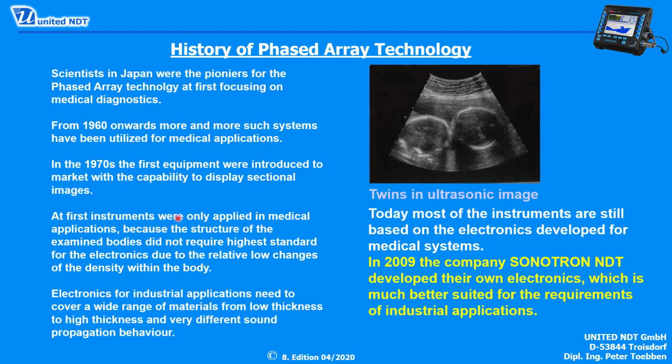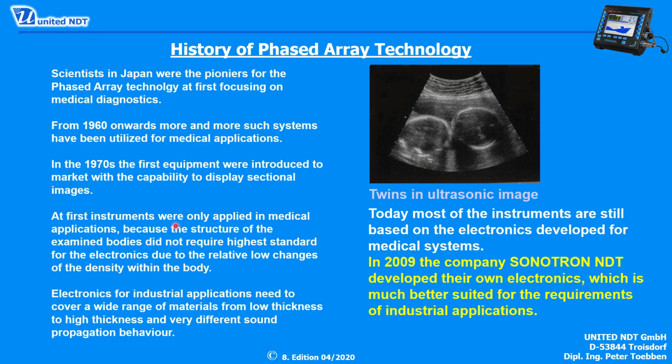Let's first have a look at the history of phased array technology. Actually, there were some scientists in Japan who first used this technology, and in 1960 it was used for medical applications, and in the 1970s they managed to display the results in an image like you see on the right. This was one of the first images taken, and there were twins. So this was a proof that there are twins on the way.